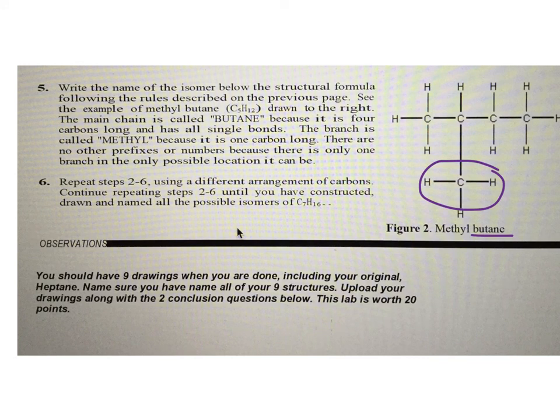So what you are going to do is draw 9 drawings when you are completely done with this lab. You can do these on a separate piece of paper and upload them, and I would suggest doing them in pencil, because my experience with students doing this for the very first time is they think that they've really created an isomer, and they really haven't. They've either bent the chain, or if you count right to left or left to right, it's the exact same structure. So you are going to draw heptane.